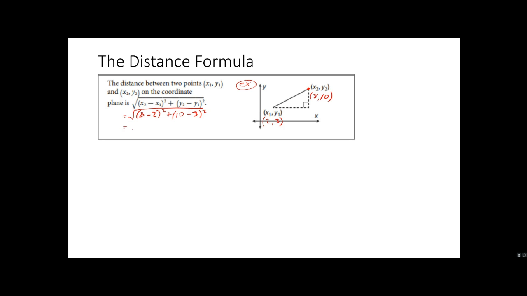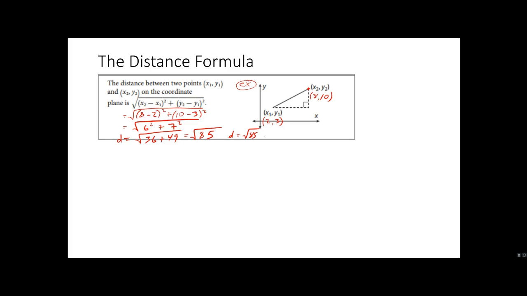Now, let's go a little further down the rabbit hole. 8 minus 2, that's 6. Don't forget we're squaring it. Plus, we have 10 minus 3, which is 7. Sorry, my brain went a little too fast. And 6 squared is 36. 7 squared is 49. So our distance here, we can move a little further: that's 85. Our distance equals the square root of 85.